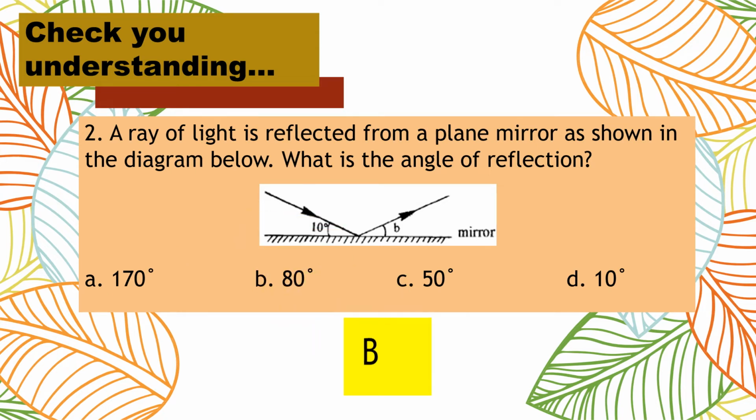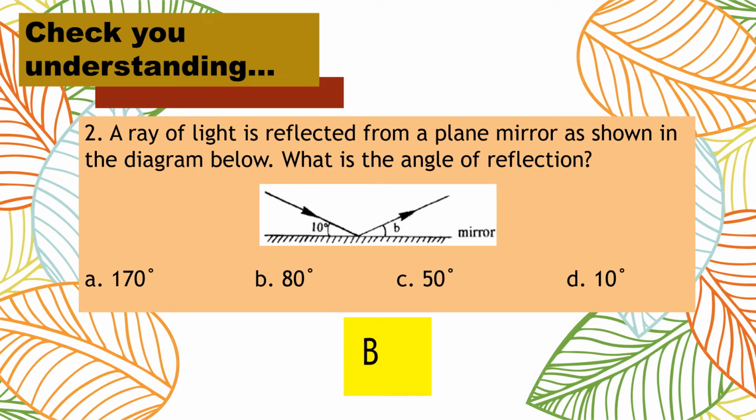80 degrees. Why? You know, the normal line and the mirror is 90 degrees, right? Okay, again, between the normal line and the surface of the mirror creates 90 degrees. Between the incident ray and the surface of the mirror has 10 degrees. And also, the reflected ray and the plane mirror has 10 degrees also.